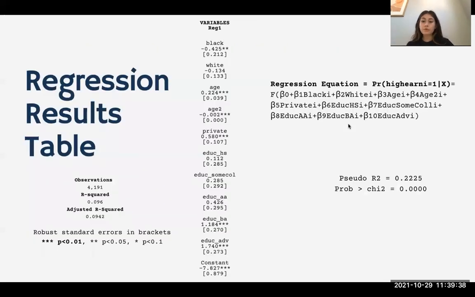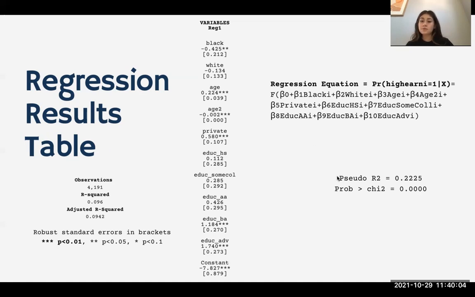Here I presented the Probit regression results, and on the right-hand side, you see the Probit regression equation with all the included variables. As you can see, I didn't include the variable government, which represents someone who works for the government, and education LTHS, which represents someone whose highest level of education is less than a high school graduate. These two variables were omitted just to avoid multicollinearity and the dummy variable trap.